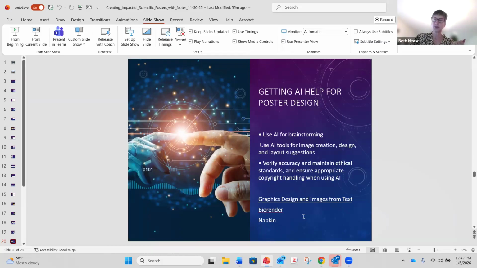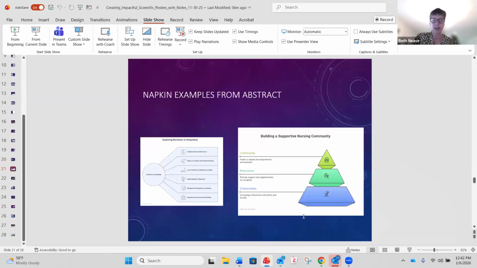And I'll show you what this looks like a little bit, but you can basically take your abstract and plug it in and it'll create an image that would go with your study. And so again, I use this primarily for brainstorming. I haven't loved everything that's come out of either one of those, but I think it's often given me a different perspective and a different way to think about the work.